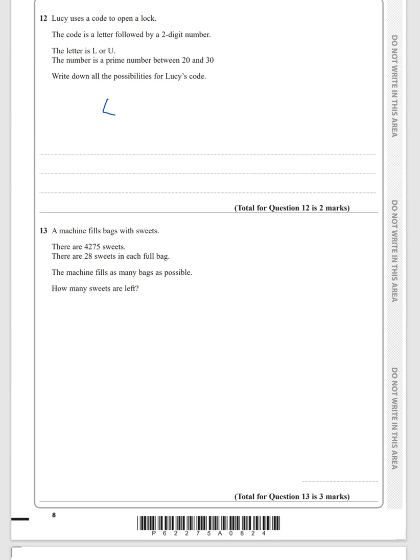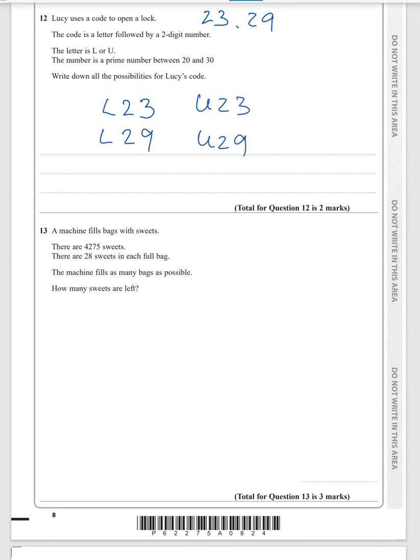So 20 isn't, 21 isn't, 22 isn't, 23, oh hang on, 23 is, sorry. Okay, 25 isn't, 27 isn't, 29 is. Right, okay, I don't know how I missed 23. Anyway, L23 or L29 and U23 and U29. So it uses a code, letter followed by a 2-digit number. Yep, happy with those.